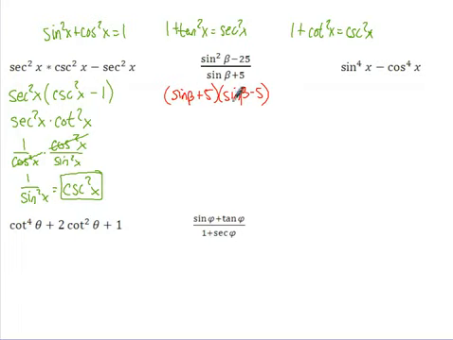Sine of beta times sine of beta is sine squared beta. Sine of beta times negative 5 is negative 5 sine beta. This is positive 5 sine beta, so they're going to cancel out. It's going to be 0, and 5 times negative 5 is negative 25. On the bottom we have sine of beta plus 5. Right. This will reduce with this, and we're left with just sine of beta minus 5.